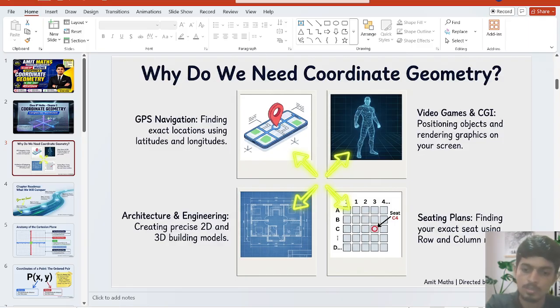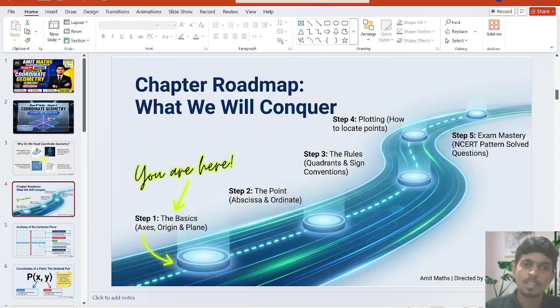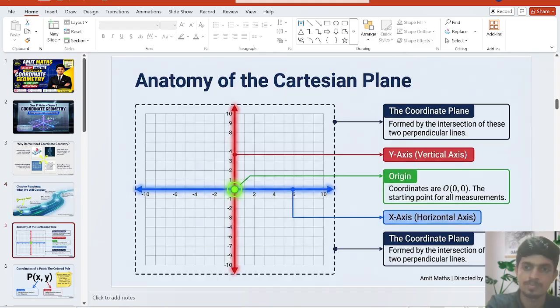Coming to the next topic, the roadmap. We can follow these steps to come to the questions. First is the basics: axis, origin and plane. In step 2 we find the abscissa and ordinate of a point. In step 3 we learn the rules: quadrants and sign convention. In step 4 we plot, that is, how to locate a point. In step 5 we solve NCERT pattern questions and many more questions as per your syllabus. This is exam mastery in step 5. So coming to the first step.